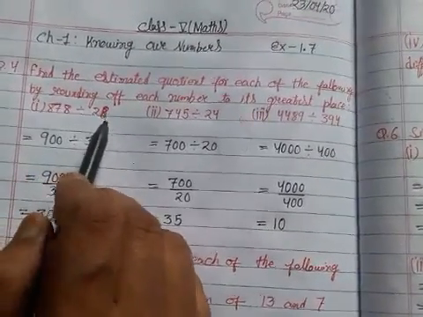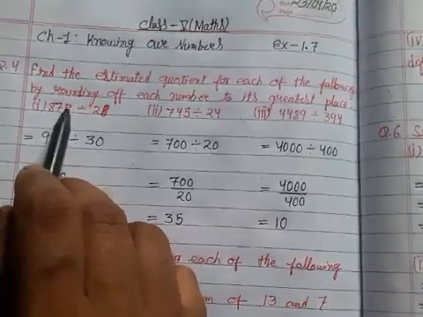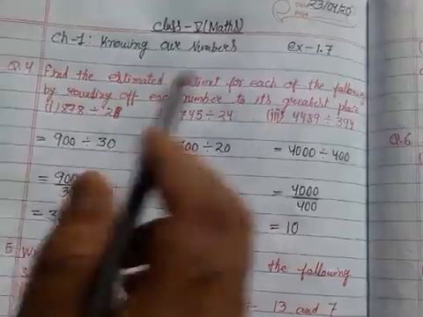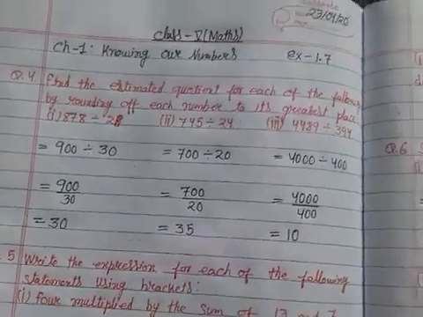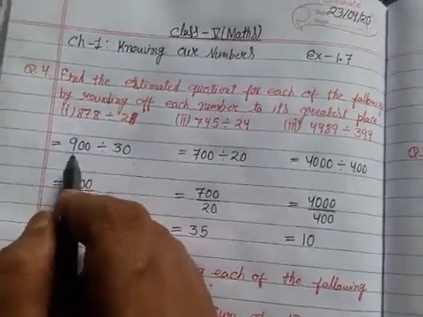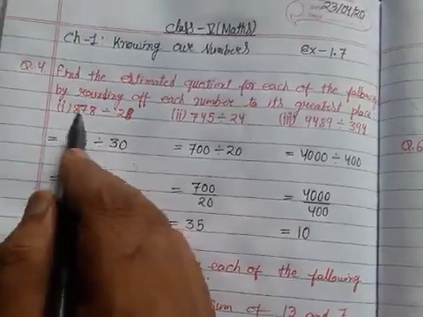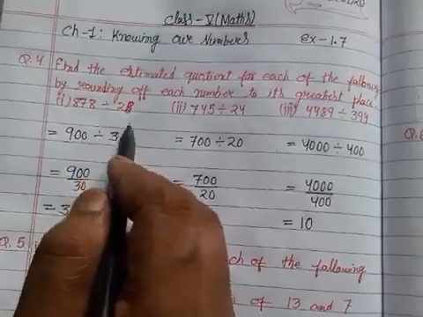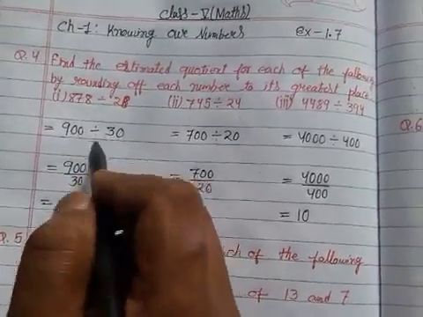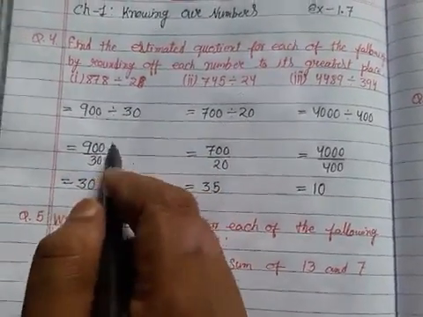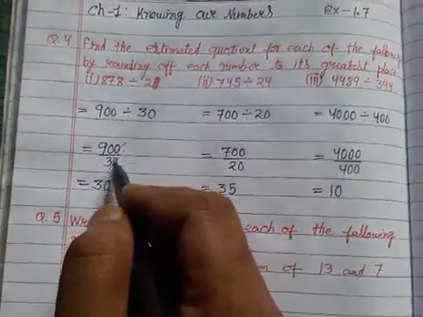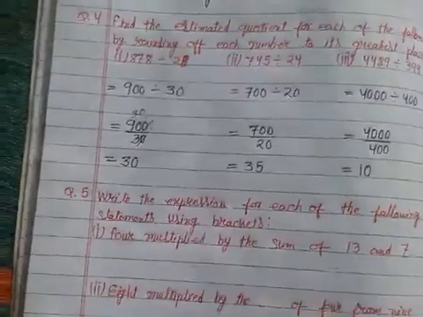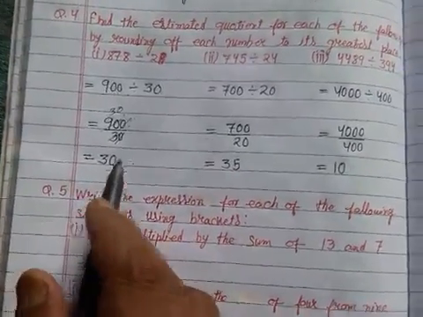So what is the first question? 878 divided by 28. The round off of 878 to its greatest place is 900, and the round off value of 28 is 30. So we divide 900 by 30, we cancel the 0, and 3 times 30 is 90. So the result is 30.